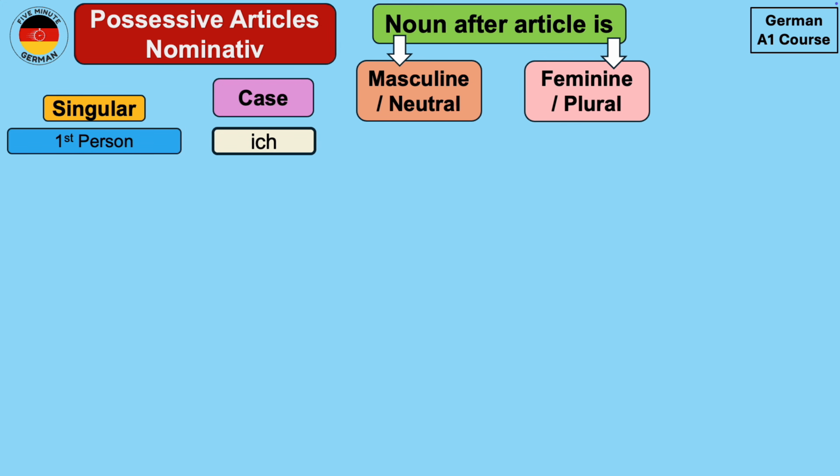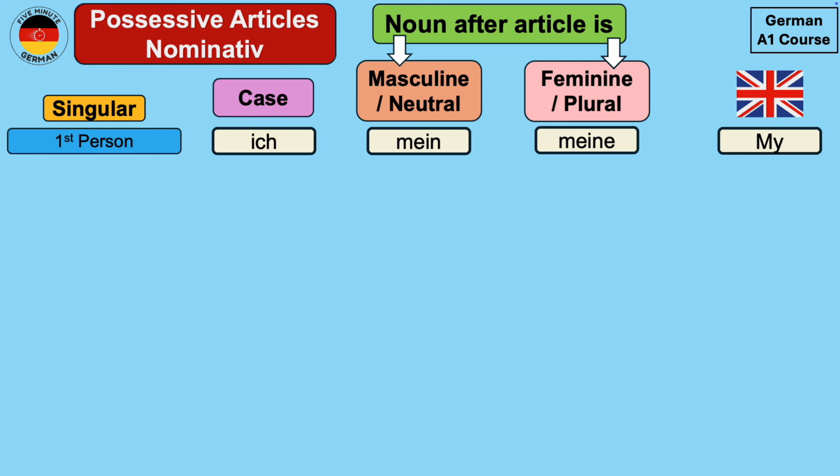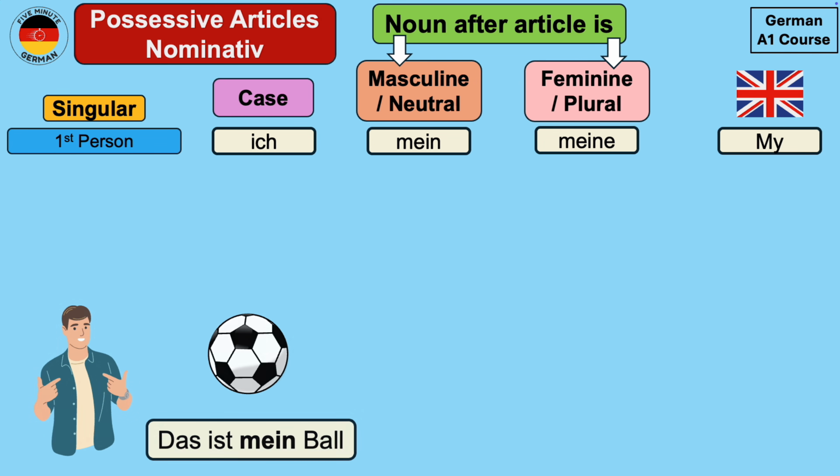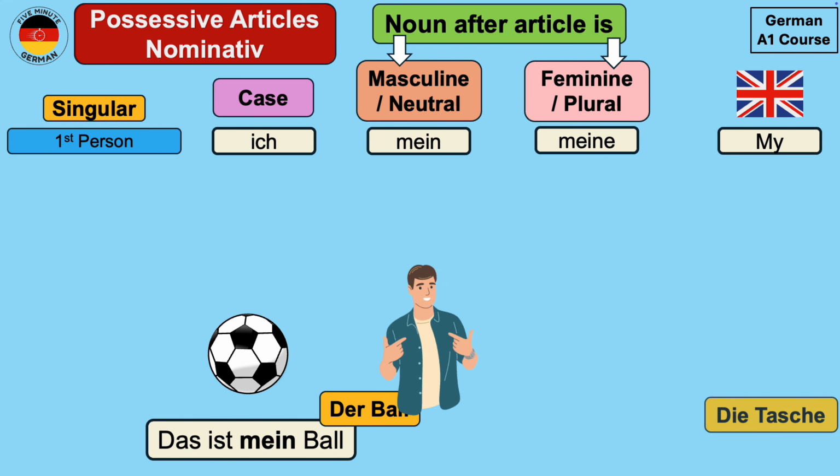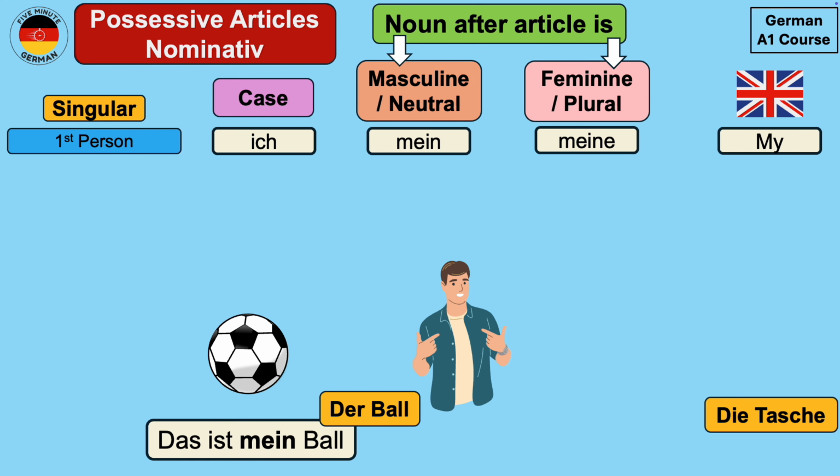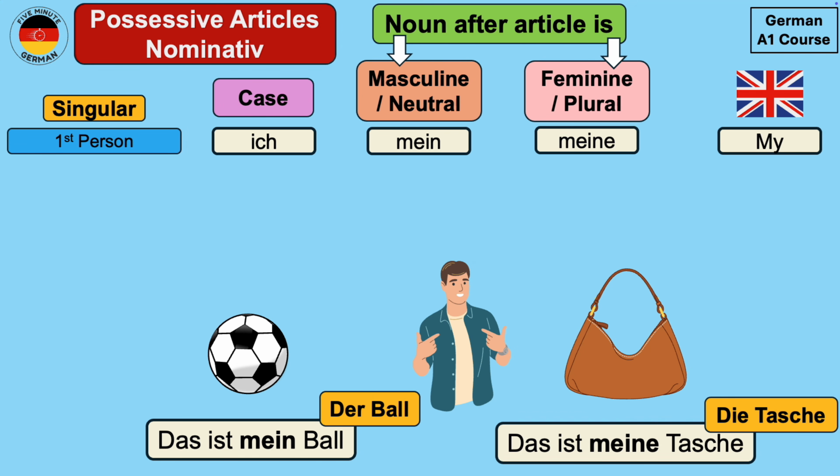For the first person singular case, which is ich, the form will be mein for masculine or neutral and meine for feminine or plural. And this means my in English. An example sentence will be, das ist mein Ball. That is my ball. And we use mein over here because Ball is der Ball in German. So it is a masculine. Now if we have a feminine noun, for example, die Tasche, which means the bag, then we will say, das ist meine Tasche. That is my bag. So depending on the noun, we will either use mein or meine.